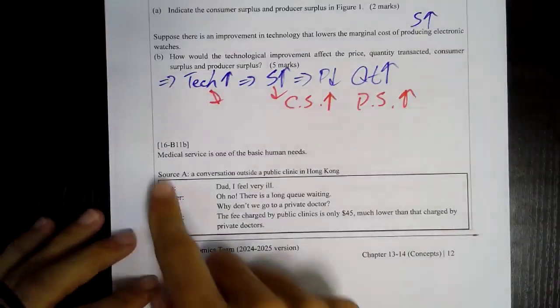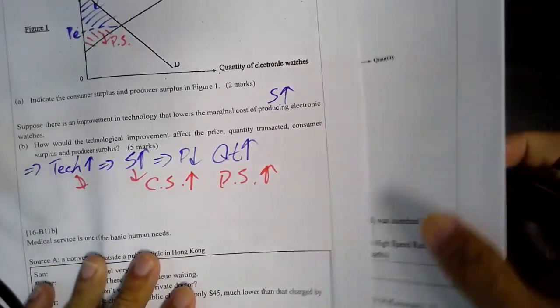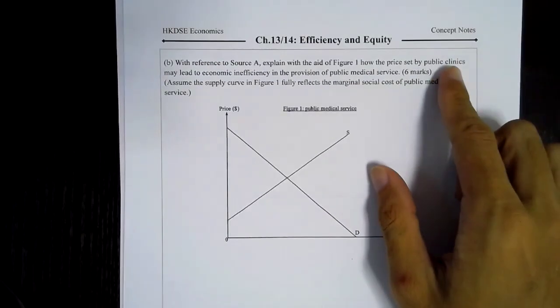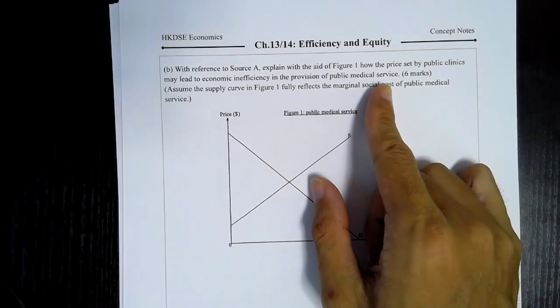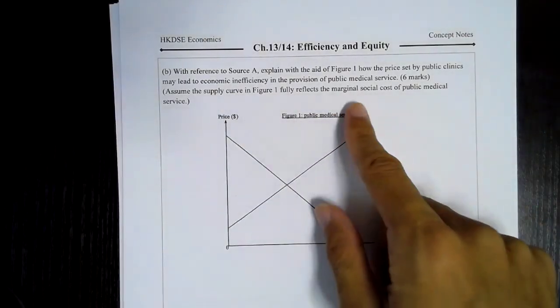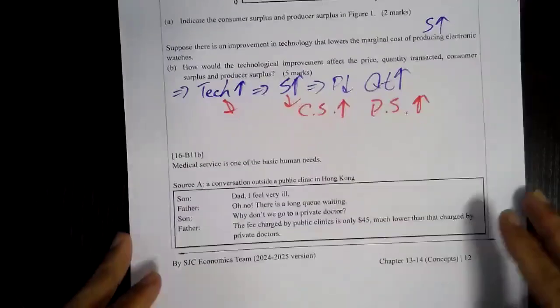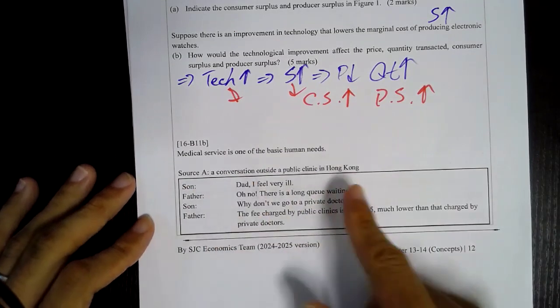好嘛，好啦，and next one will be 2016，係咪2016年啦？Medical service is one of the most basic human needs, of course, right？係嘛，我哋 skip 咗呢個先，睇下佢問啲咩啦。Now with reference to source A, explain with the aid of the diagram how the price set by public clinics may lead to economic inefficiency in the provision of a public medical service. Assume fully reflect 即係唔使諗其他咩 externality 啦。嗱 a little bit troublesome。點解咁講啦？點解我哋會咁講話 troublesome 啦？我哋望啦。Here, source A.